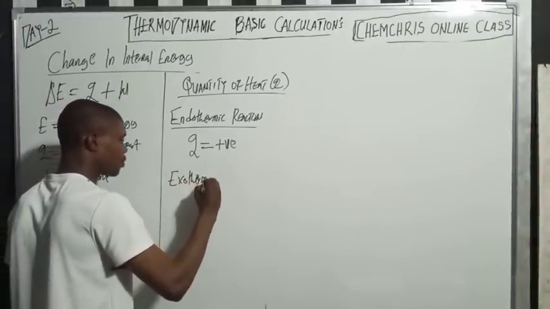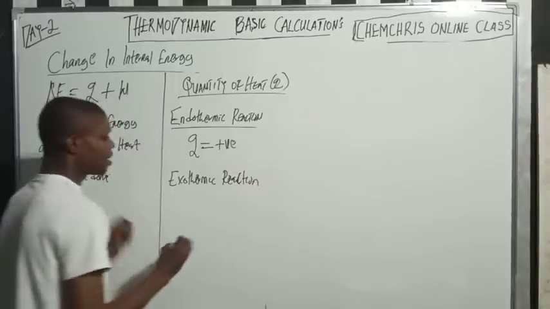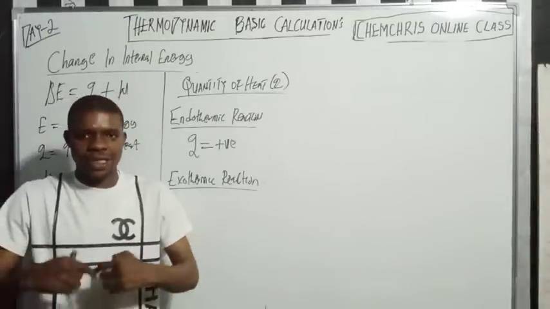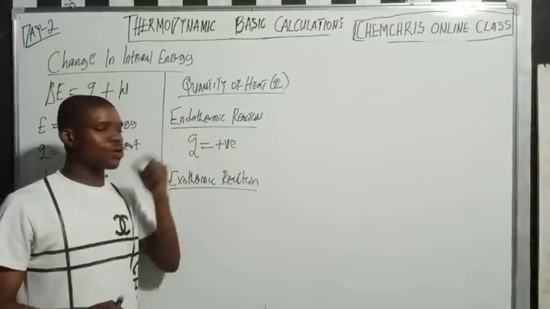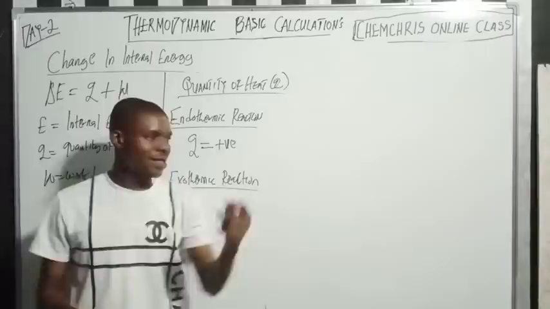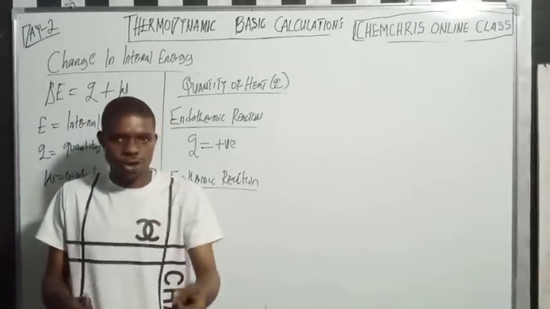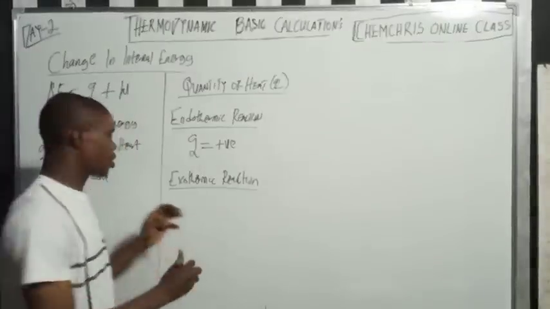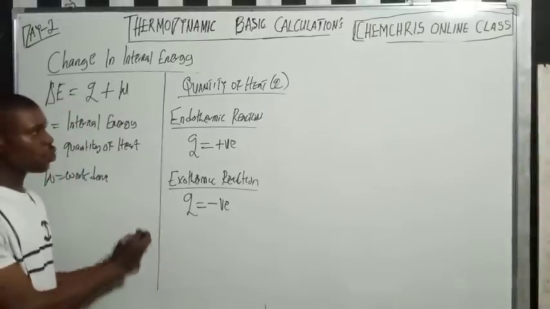Now, exothermic reaction. In an exothermic reaction, heat is given out. It flows from the system to the surroundings. In an endothermic reaction, the system is gaining heat from the surroundings. In an exothermic reaction, the system is losing heat. So you can say exo means loss of heat. And whenever heat is being lost, Q is always negative. It's very, very important to know this.